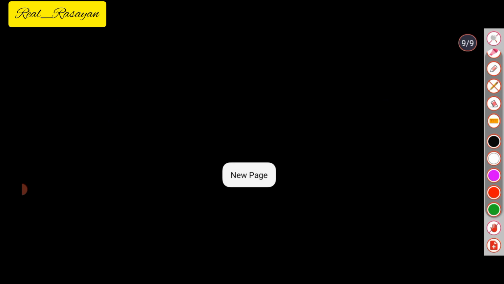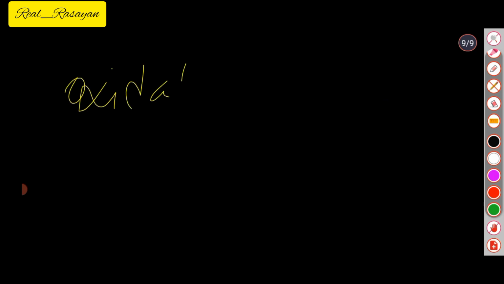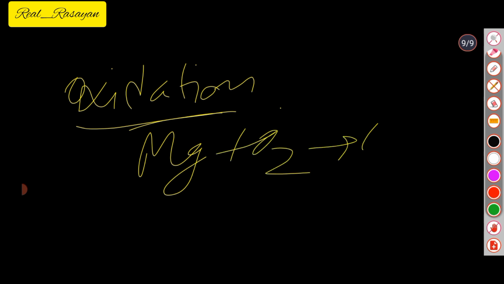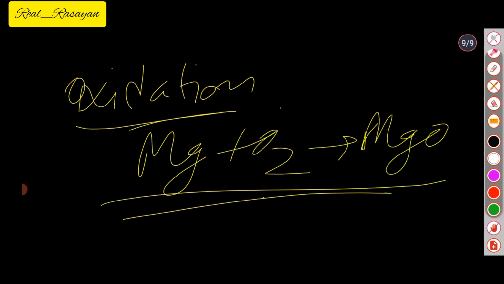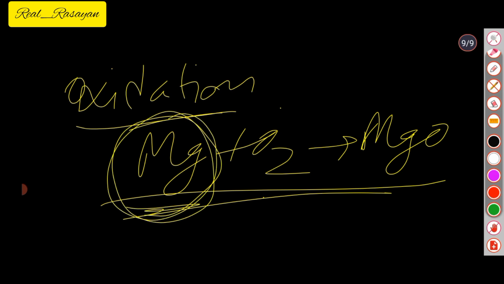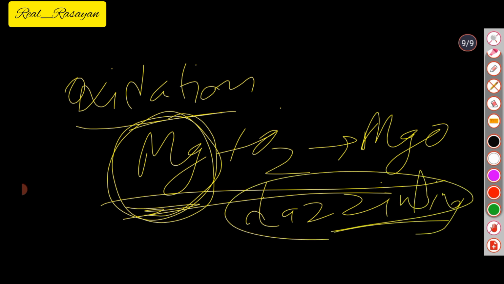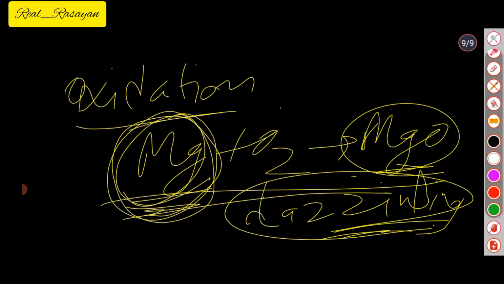Next point is oxidation and reduction. Oxidation is the addition of oxygen, like Mg plus O2 gives MgO, and the same reaction gives another question. What will be the reaction question? The substance which burns with dazzling flame. Dazzling flame से जलने वाला substance, that is magnesium, and it will form the magnesium oxide. Must remember this point.